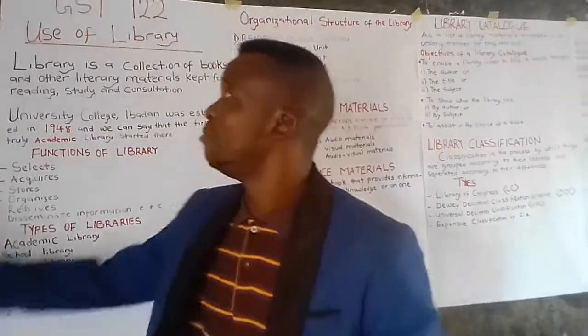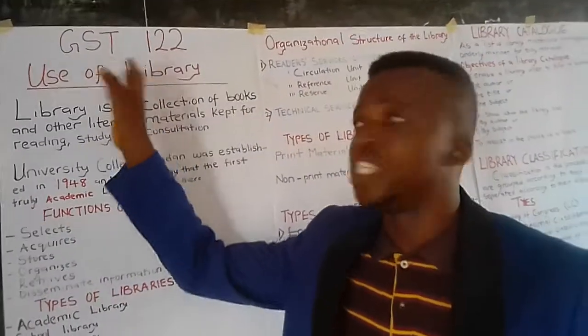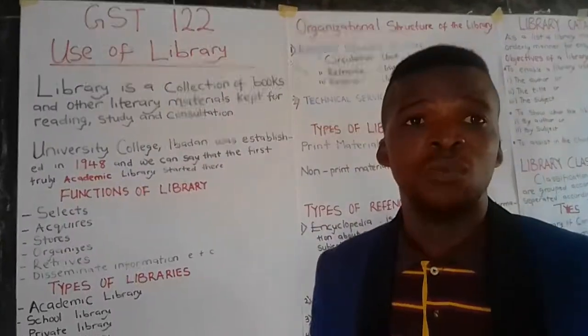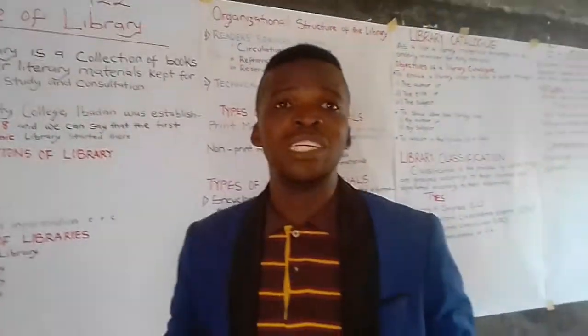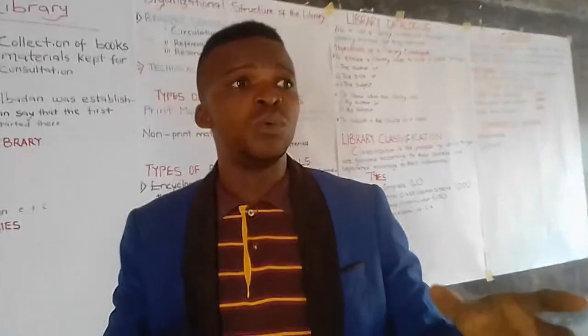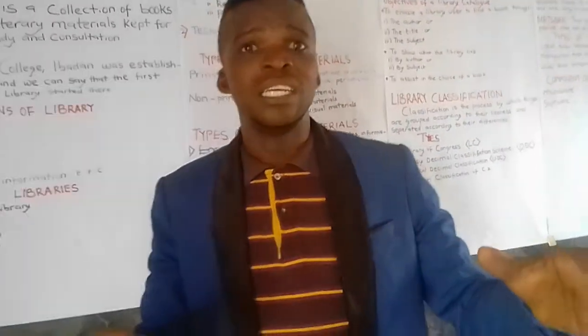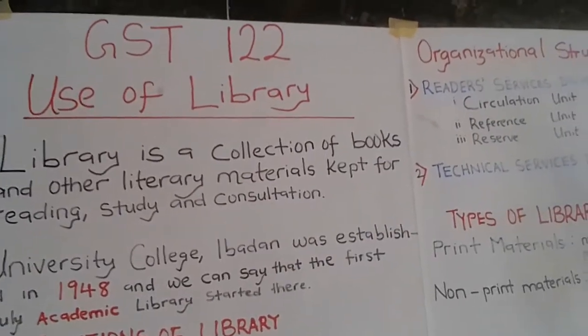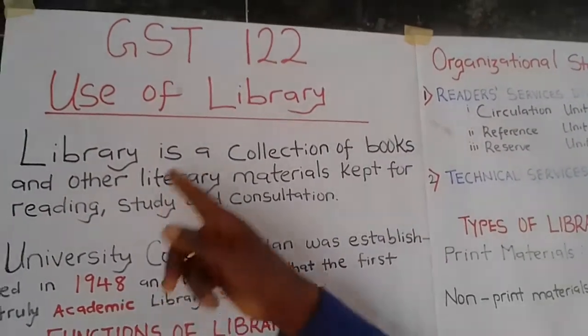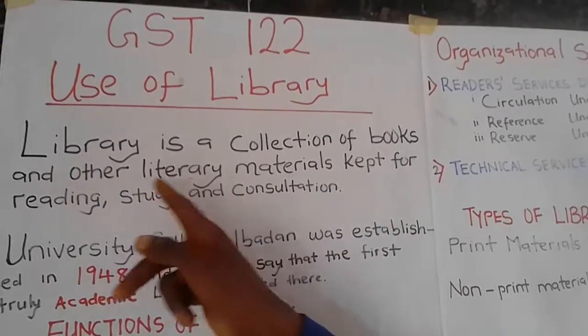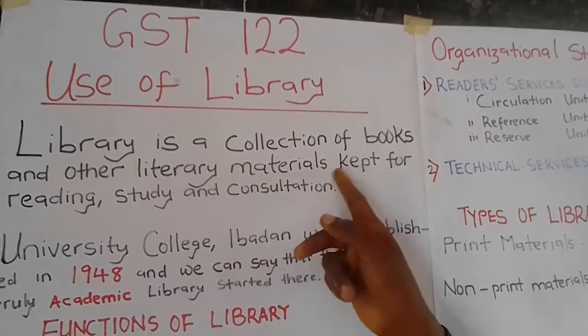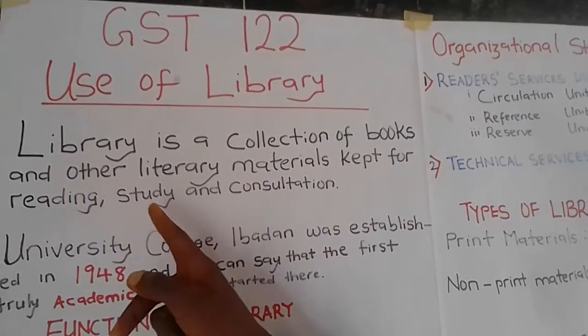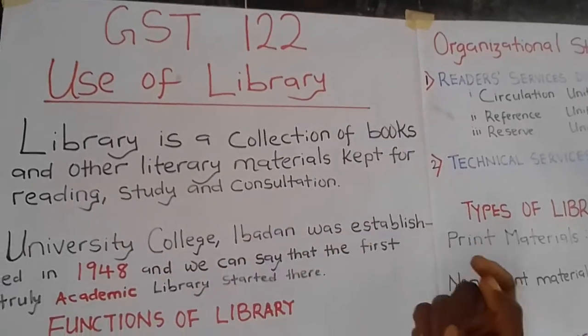Today in class we want to examine GST 122, which is Use of Library. When we talk about library, what are we talking about? A library is a place where books are kept for reading, for research, and for consultation. A library is a collection of books and other literary materials kept for reading, study, and consultation.